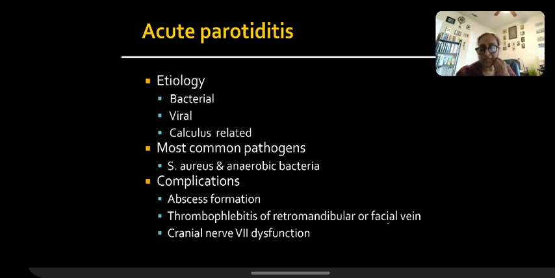The retromandibular vein is in the parotid gland, so you could get thrombophlebitis of the retromandibular or facial vein because it goes and joins the facial vein. And it's very dangerous because once it goes to the facial vein, it can go back and go into the cavernous sinus, right? And because the facial nerve is within the parotid gland, you could get cranial nerve 7 dysfunction.